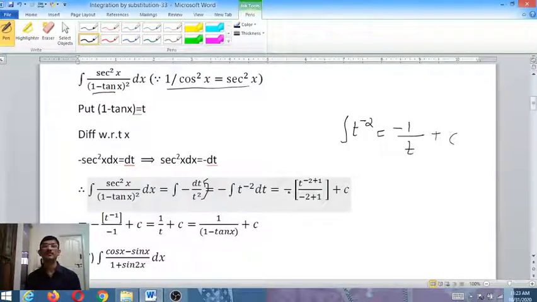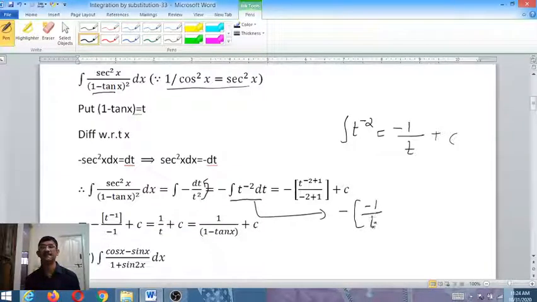So minus as it is, the integral of t power minus 2 is nothing but minus 1 by t, or say t power minus 2 plus 1 by minus 2 plus 1, so t power minus 1 by minus 1. This minus minus will become plus. T power minus 1 is 1 by t plus c, that is 1 by (1 minus tan x) plus c, because t is 1 minus tan x. So you can directly write the answer here: the integral will be minus 1 by t plus c, so minus into minus is plus.